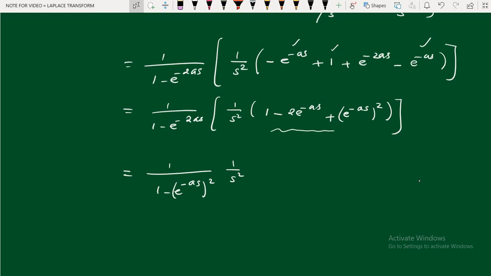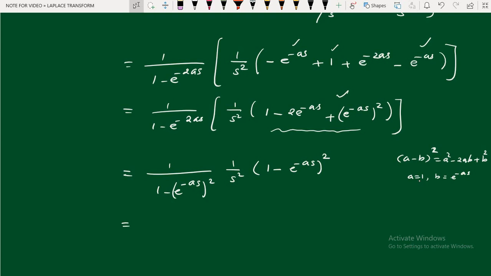So these three terms are in the a minus b whole square form. A minus b whole square is a square minus 2ab plus b square. You just think of this formula. The place of a is 1 and the place of b is e power minus as. We substitute these values in the above formula and we get this form. So a value is 1 and b value is e power minus as, so 1 minus e power minus as whole square.